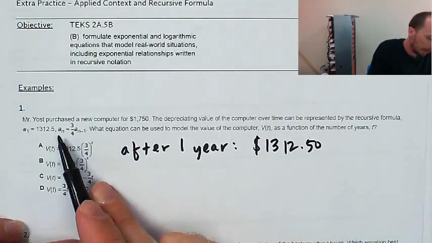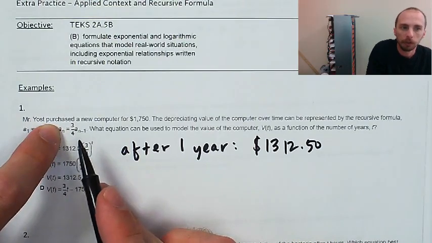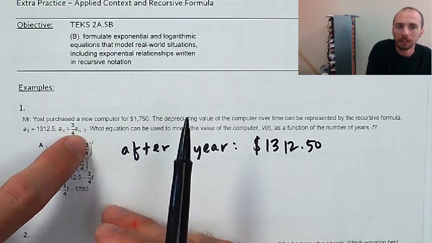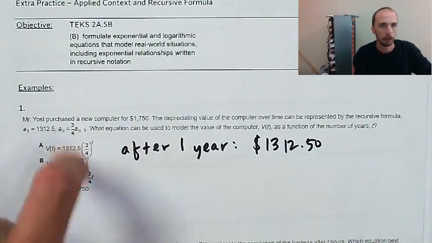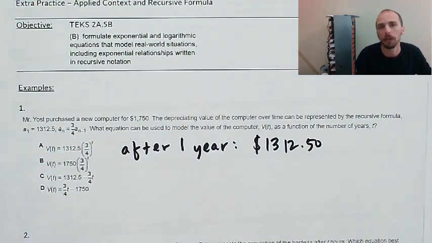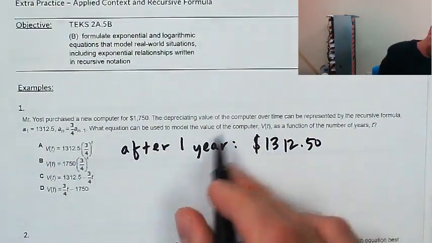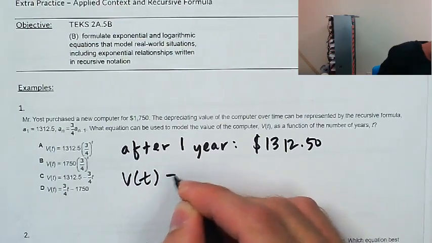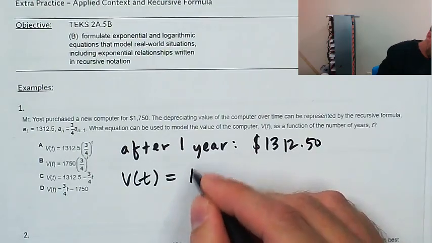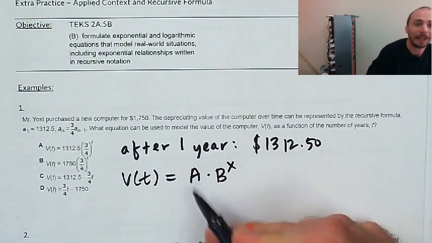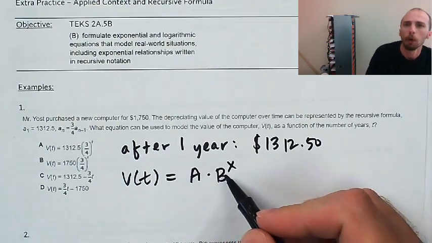And this second equation here means that for a given year, the value is 3/4 of the value of the year before. So each year that goes on, your value is getting multiplied by 3/4, which means it's getting smaller. So what equation can be used to model the value of the computer? V of t is going to be some starting value. It's going to be a times b to the x, where a is some sort of starting value and b is some sort of multiplier.